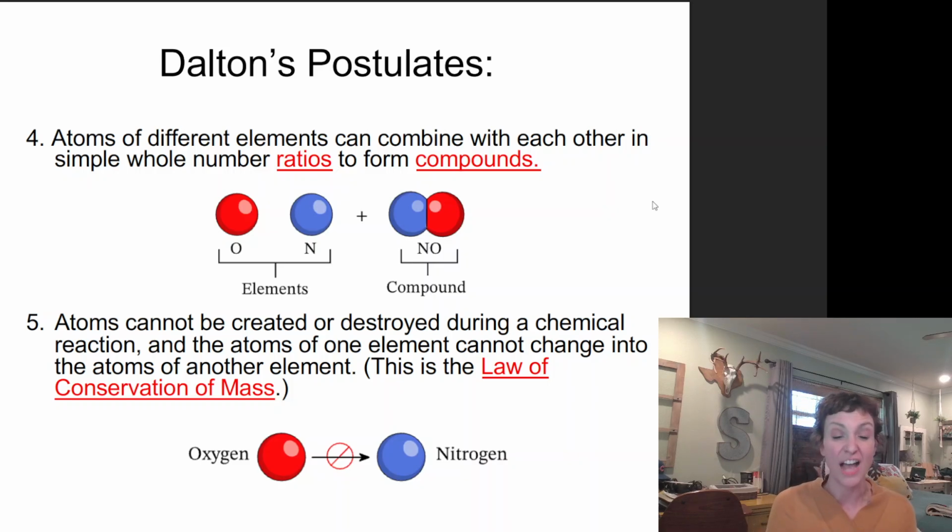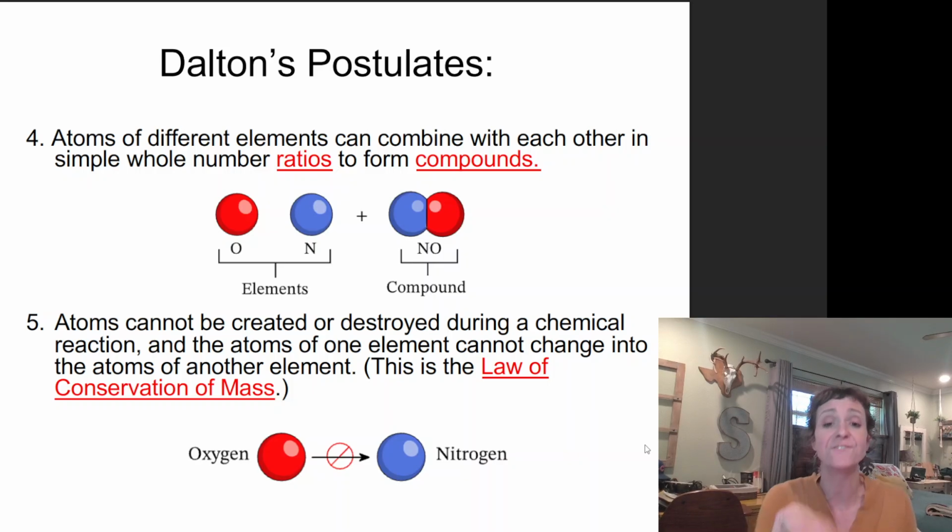We call that the law of definite proportions. There's going to be a whole number ratio of different elements to each other to make these compounds. And then postulate number 5 is that atoms cannot be created or destroyed during a chemical reaction, and the atoms of one element cannot change into atoms of another element. Guys, law of conservation of mass.